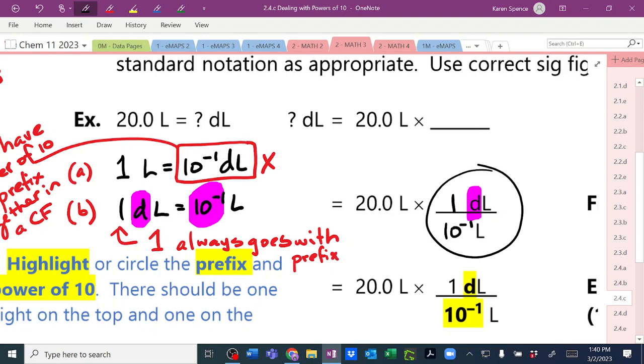In front of the prefix. Where do you put the number 1? In front of the prefix. Where does the number 1 go? In front of the prefix. Where does the number 1 go? Over on this side. In front of the prefix. Where does the number 1 go on this side? In front of the prefix.